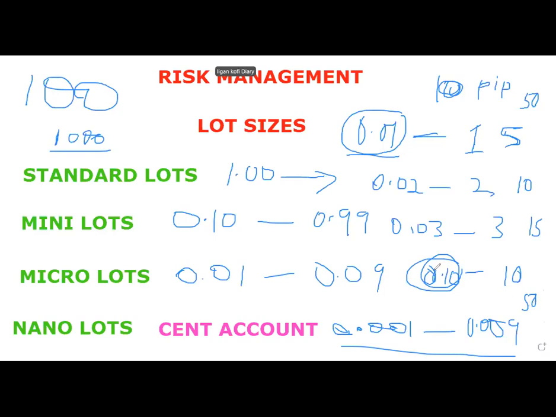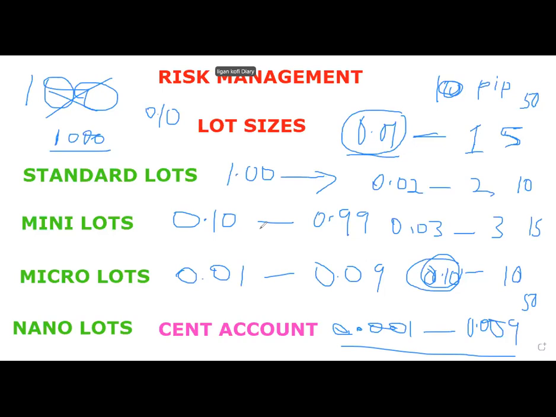So if you are using 0.10 as your lot size on your $100 account, and you are not lucky and the trade goes against you 100 pips, your whole $100 will be wiped out. Yes, because with 0.10, 10 pips is $10, so 100 pips will be $100. If the trade goes against you 100 pips with this lot size, it means you've lost your whole money.